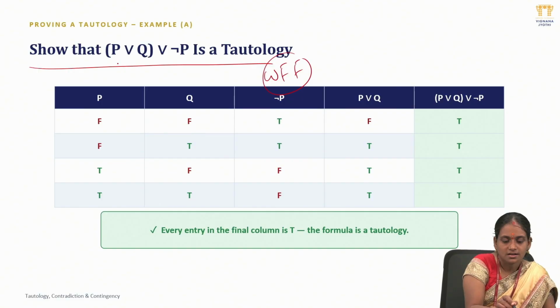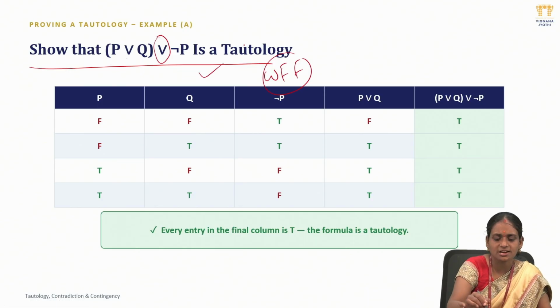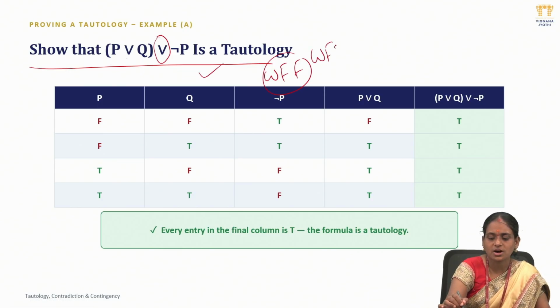Just you can see here, P or Q. First we have to apply the operation P or Q. Next, negation P, which is applicable to P only. After that we apply the OR operation. So it is in a convenient way. Directly by seeing the formula, you have to give the conclusion: it is a well-formed formula. Then we have to move further by constructing the truth table. For method 1 and method 2, whichever is sufficient, you can follow.